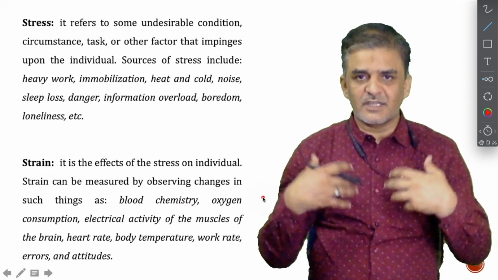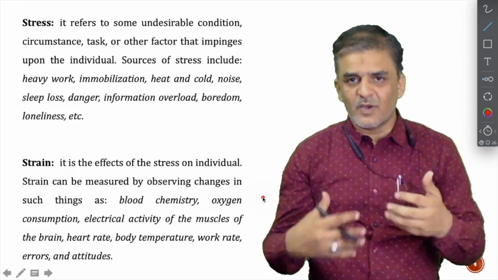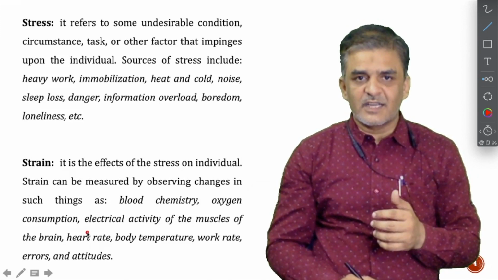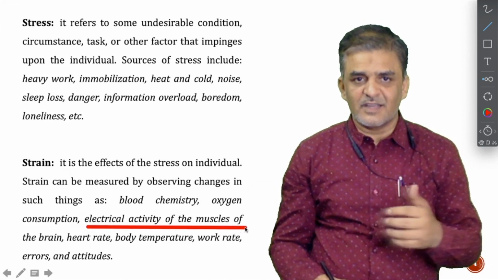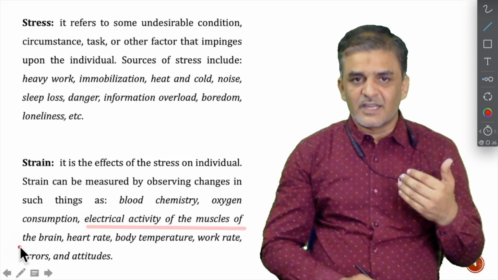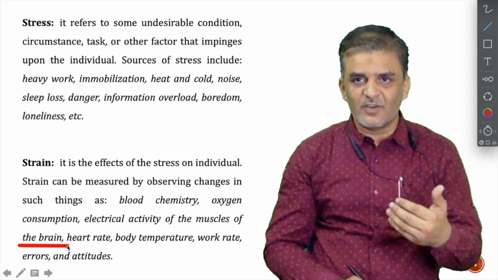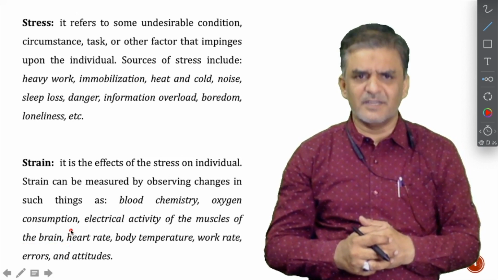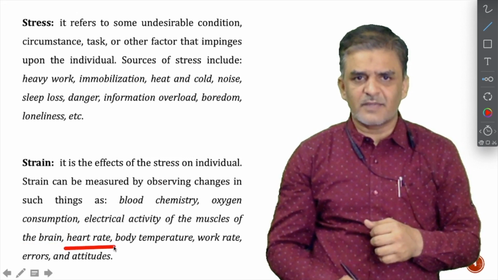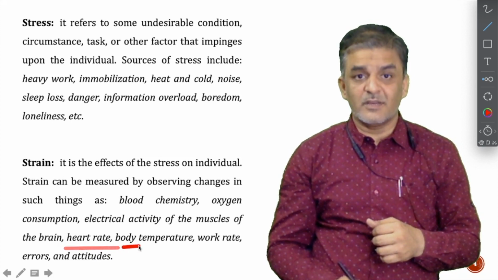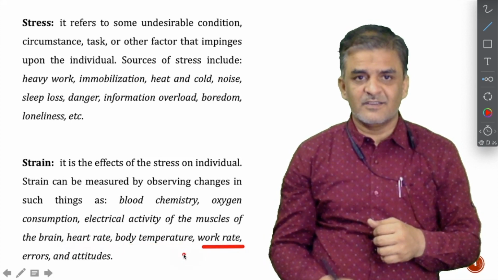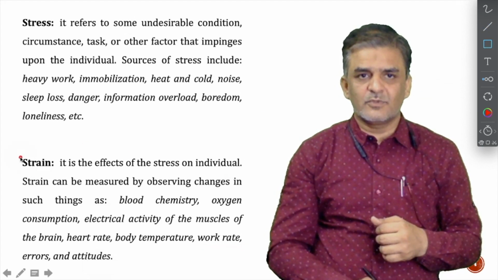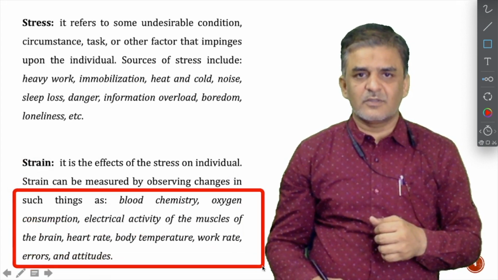For example, oxygen consumption. A rickshaw puller can require more liters of oxygen per minute than a person doing a computer task. The electrical activity of the muscles, which we will understand in detail in the forthcoming lectures. Electrical activity of the brain, which is a sign of discomfort, and we learn many things from brain signal interfaces. Heart rate, a primary factor for stress measurement. Body temperature, work rate, errors and attitudes. So these are all what we consider the strains of the body.